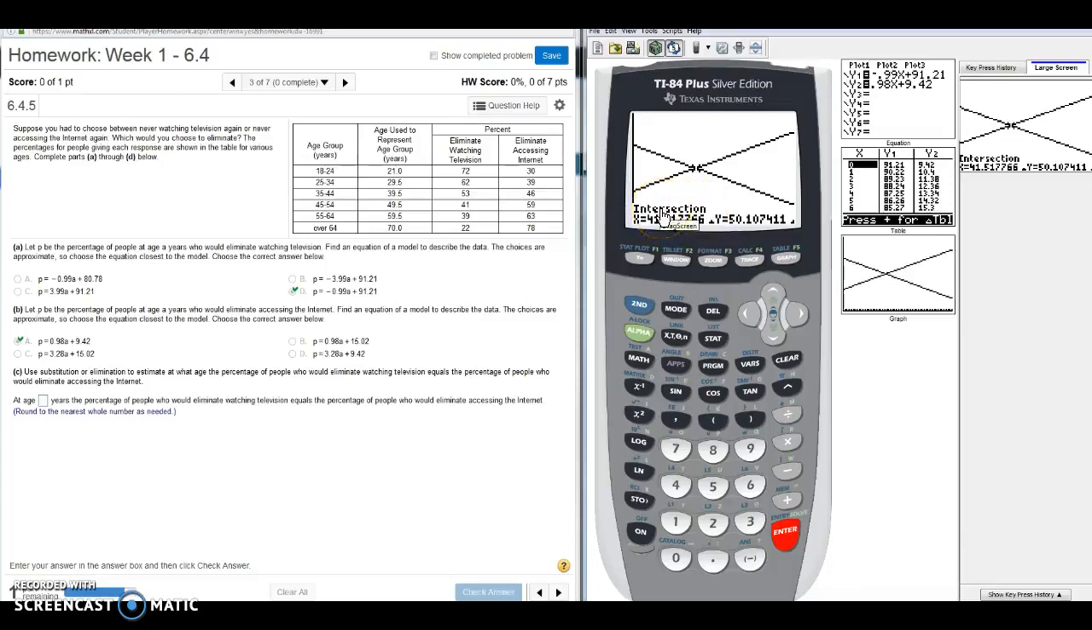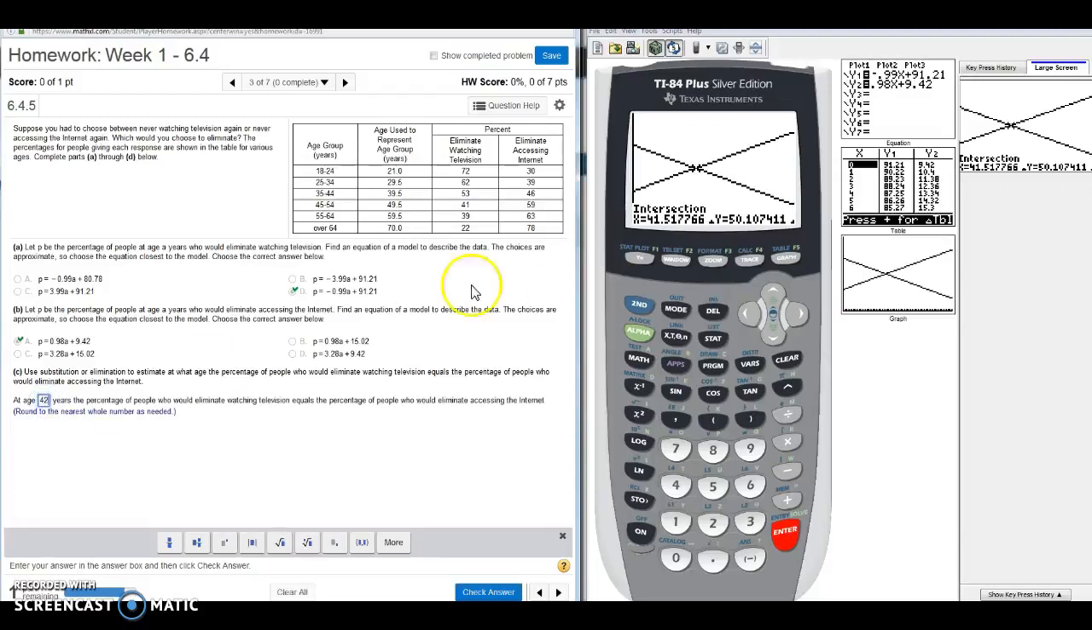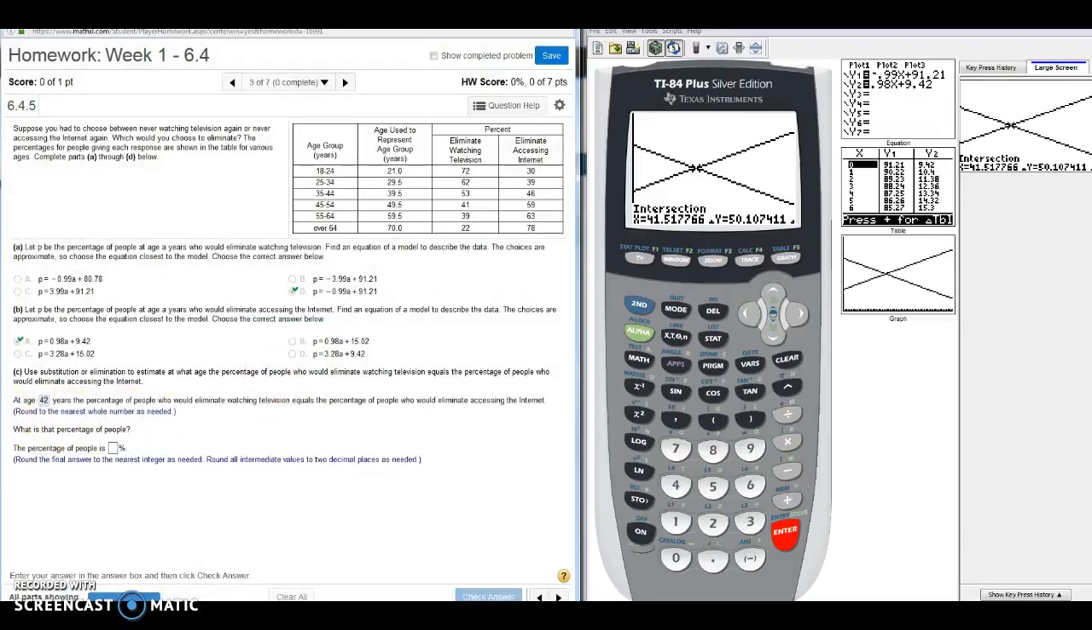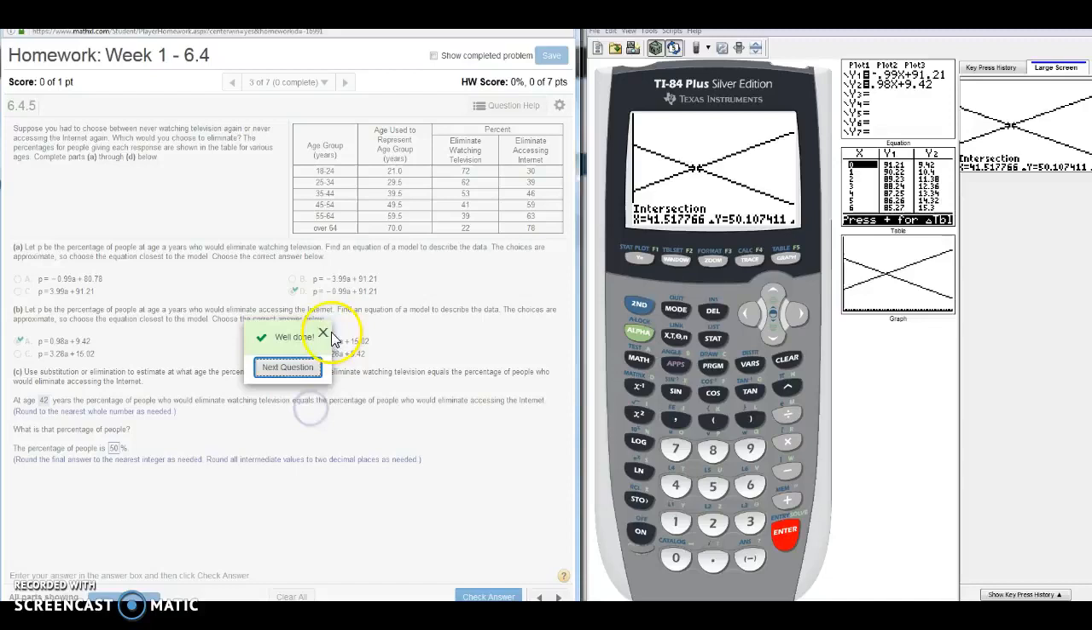And they say the intersection point is at 41.51 and 50.10. So about 41.5 years old. It's about 50%. So let's see, at age, it says round to the nearest whole number. So that's going to be 42, because I have 41.51. And then it said, what is the percentage of people? And that's going to be round the final answer to the nearest integer. And so that's going to be about 50%. And that's it. We got it.